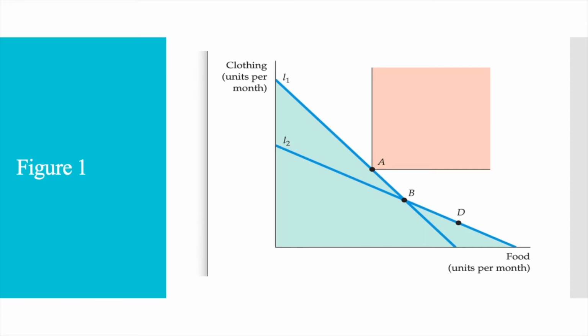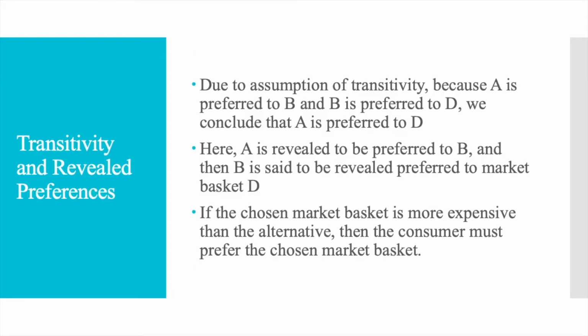Earlier, we saw that A was preferred to B and now B is preferred to D. Due to the assumption of transitivity, because A is preferred to B and B is preferred to D, we conclude that A is preferred to D. As we saw, if an individual facing budget line L1 chose market basket A rather than market basket B, A is revealed to be preferred to B.